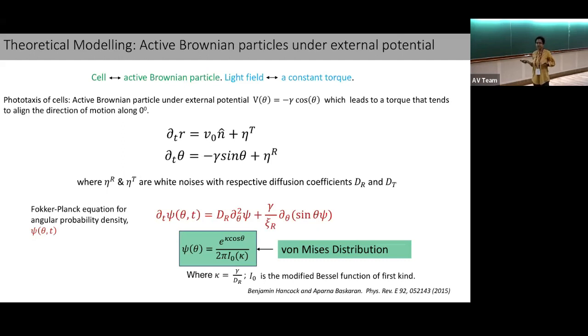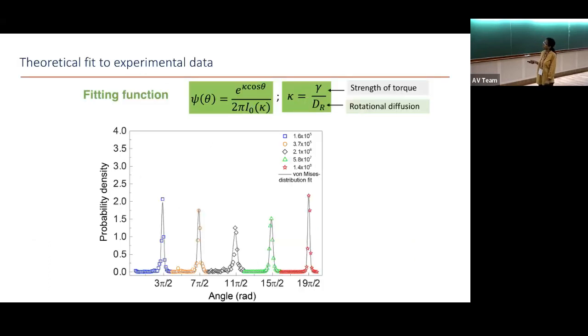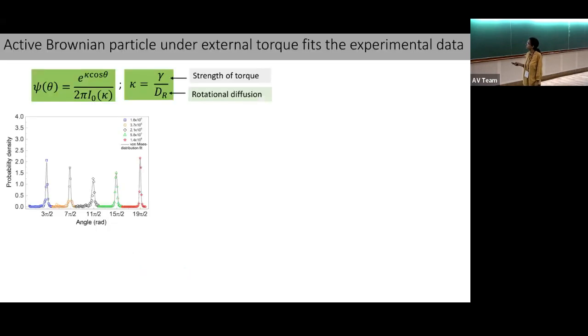If you plot it, it will look like a Gaussian. And it fits well to the data. So the fitting parameter is the ratio of the strength of the torque to the rotational diffusion coefficient. Because we know the rotational diffusion coefficient, we can extract the torque. And as I had mentioned to you, the rotational diffusion coefficient is independent of the cell concentration in the range we explored. So essentially we have a cell density dependent torque, and that torque increases as you increase the concentration above the critical concentration.